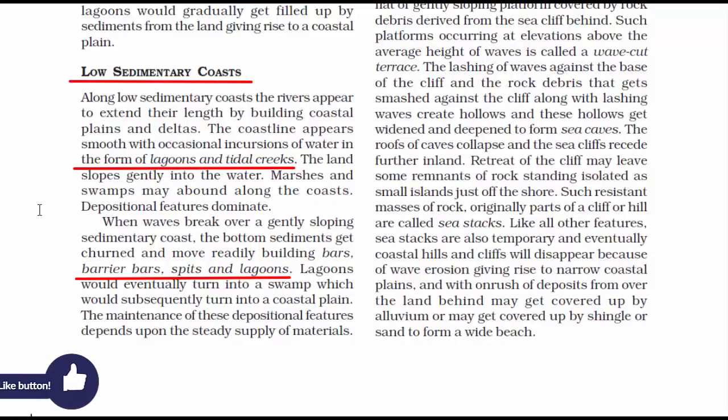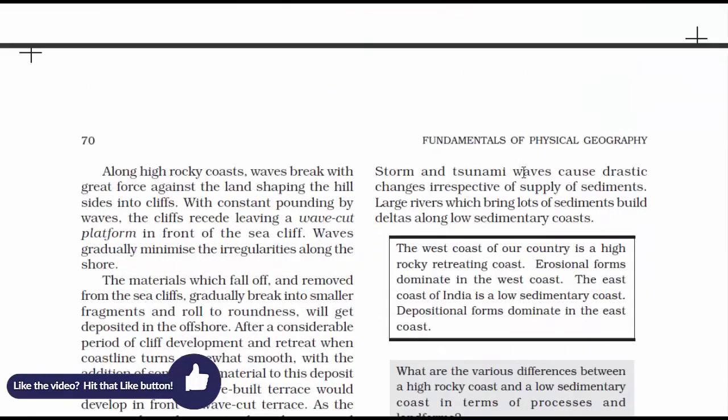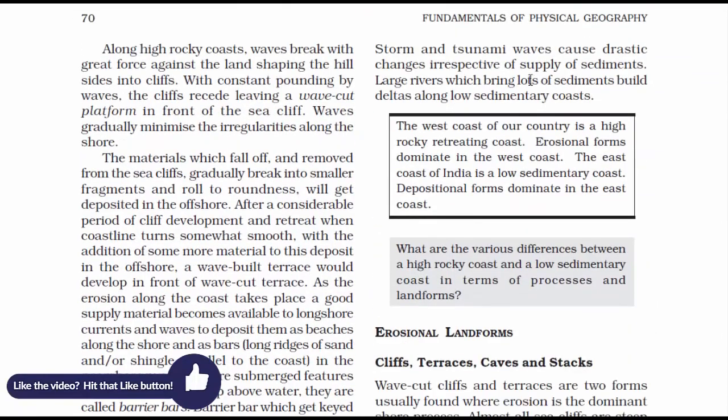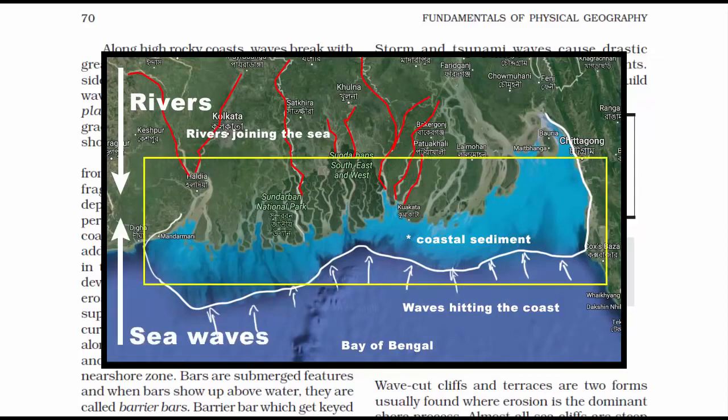plain. Now this entire process of land formation depends on how quickly the rock material is supplied. If there is a storm or a tsunami wave, that causes drastic changes because of the sheer power of water. And a large river brings a lot of sediment particles along with itself, and when rivers merge with the sea or ocean, deltas are formed along these low sedimentary coasts.